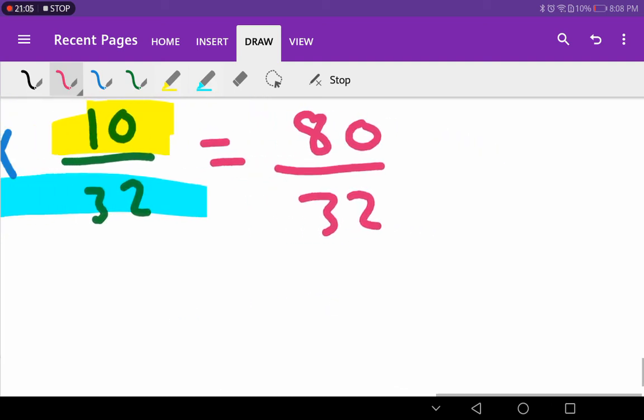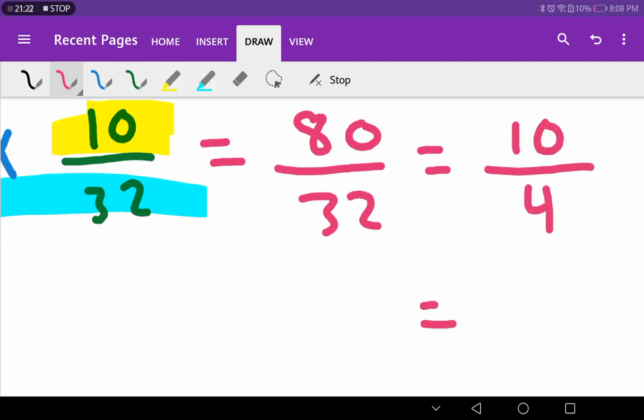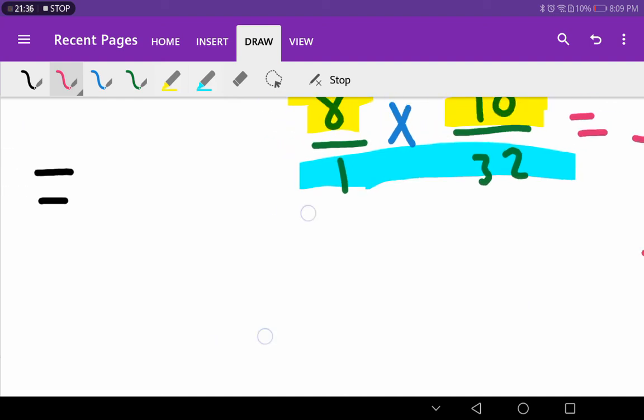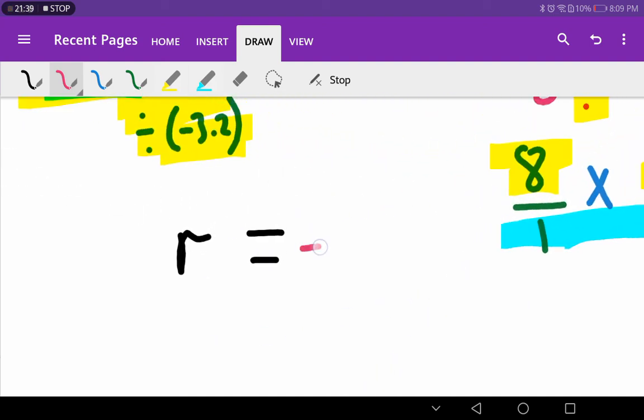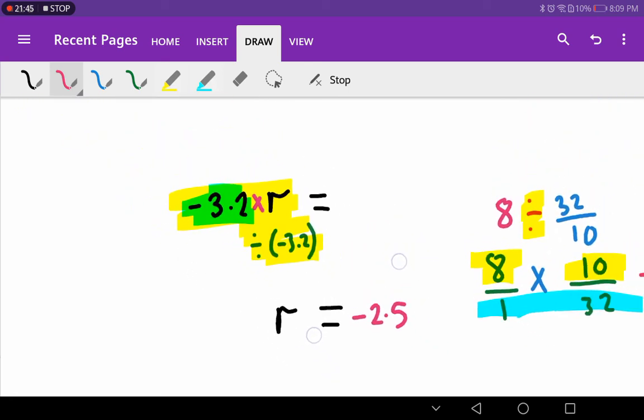You can simplify it as you want. Divide by 4 equals 20 over, or divide by 8, I think it is better. It equals 10 over 4, and then divide by 2 equals 5 over 2. Yes, I'm correct. And 5 over 2 equals 2.5. So r equals, my dear student, negative 2.5.